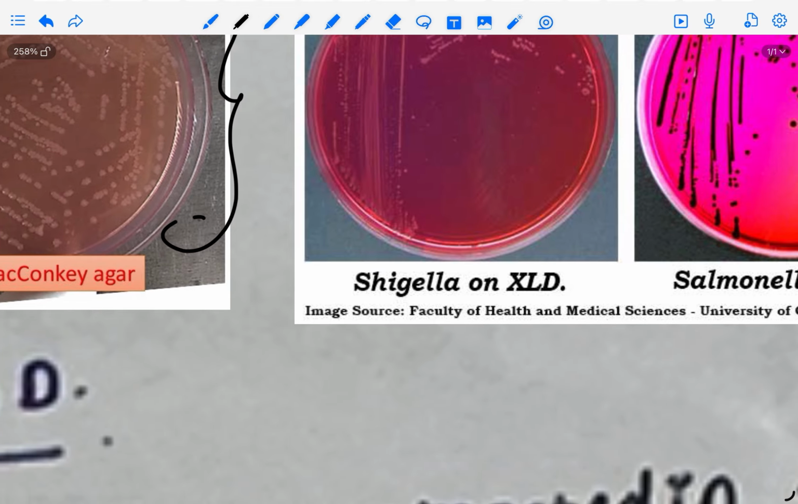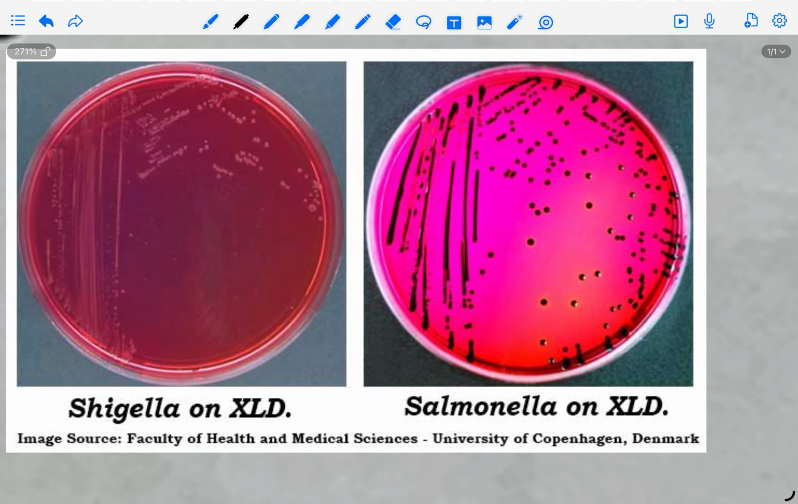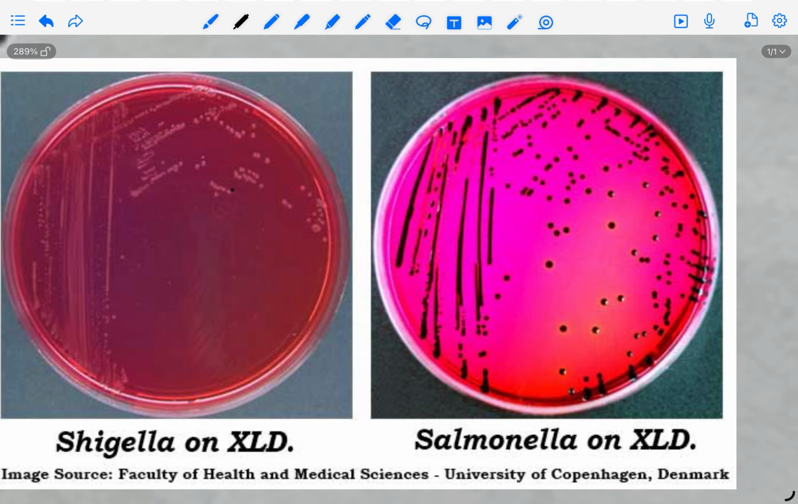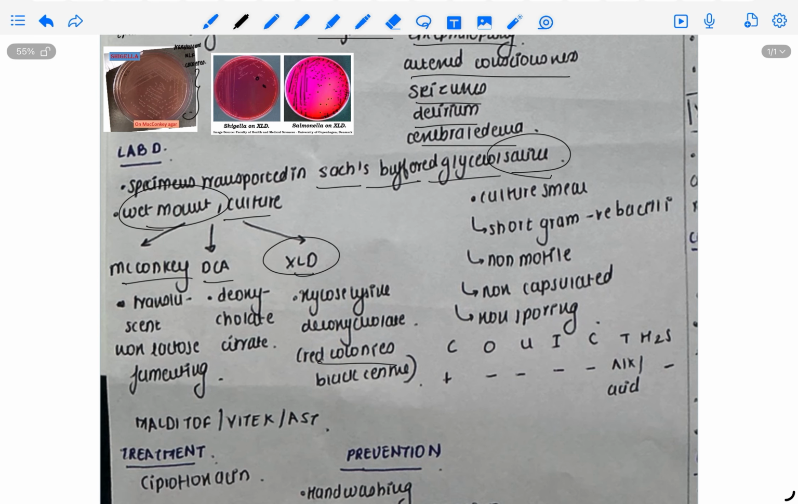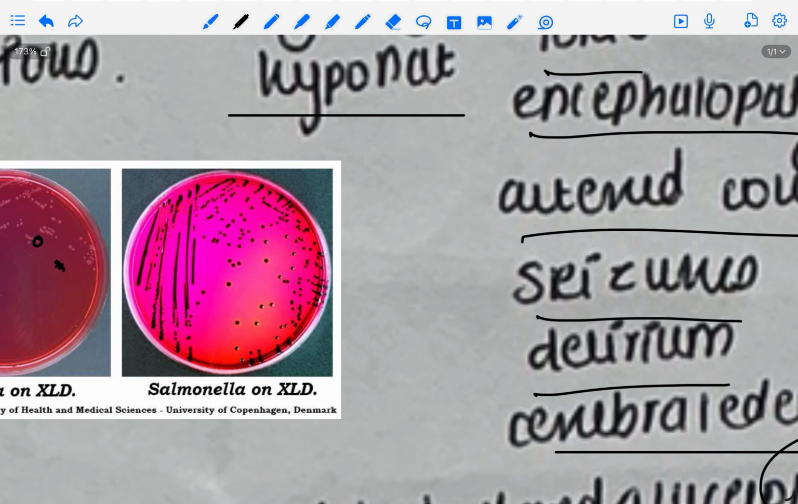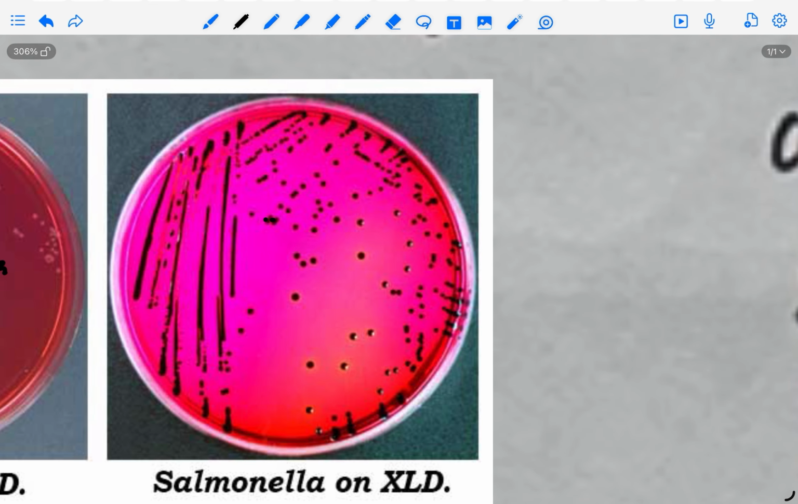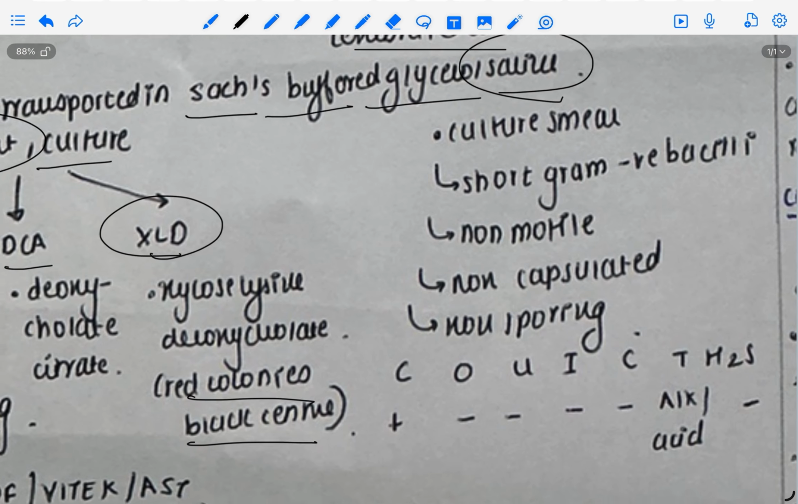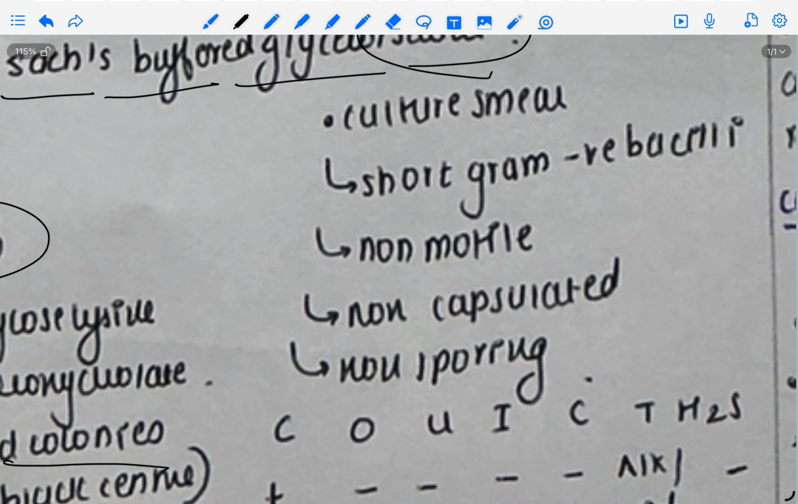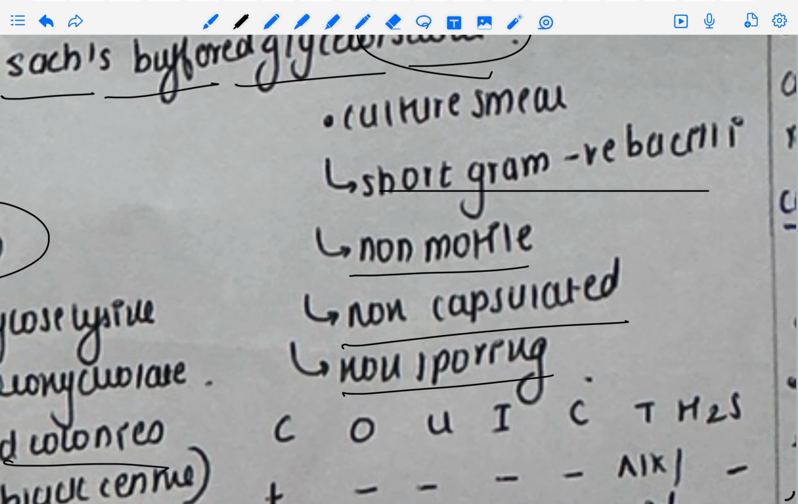If you put it on xylose lysine deoxycholate agar, you will see pink, reddish colonies with a black center. So red colonies are seen, and if you look closely, these are the black centers which are visible. Then if you do a normal microscopic test, you'll find short gram-negative bacilli which are non-motile, non-encapsulated, non-sporing.